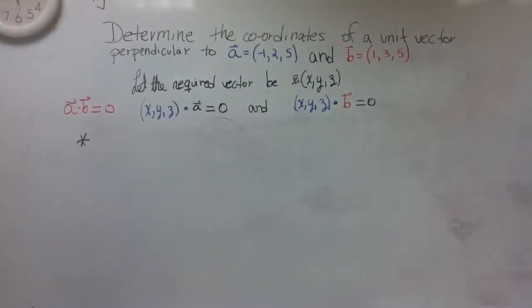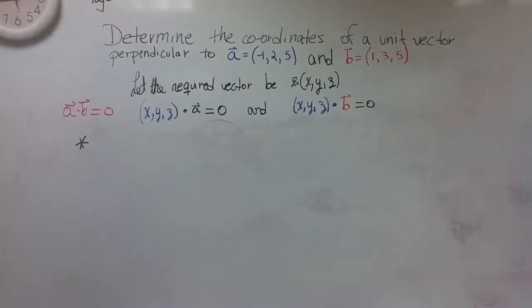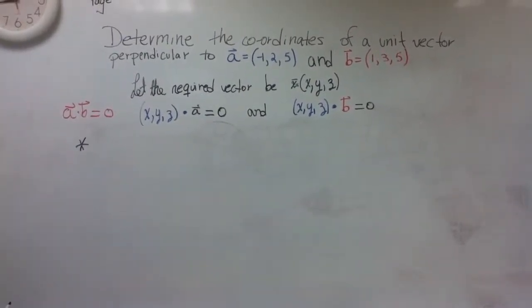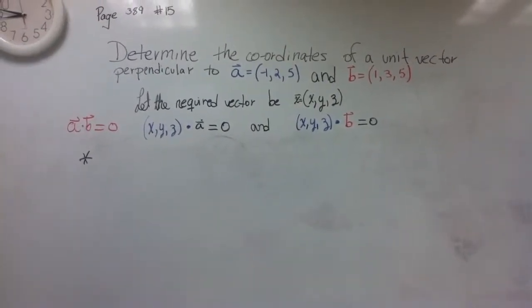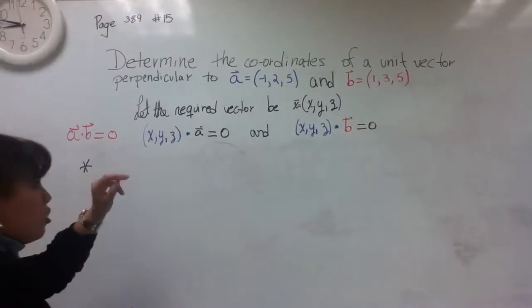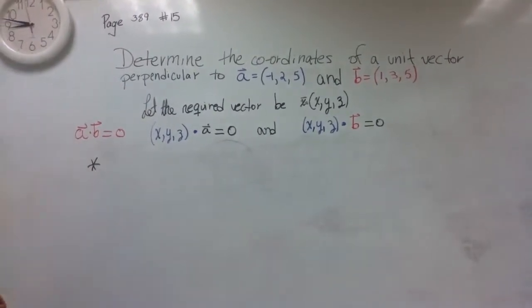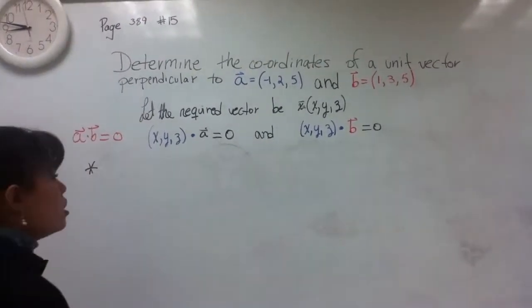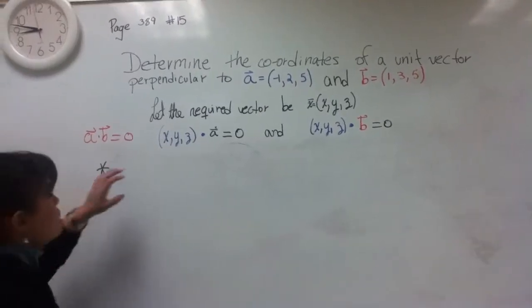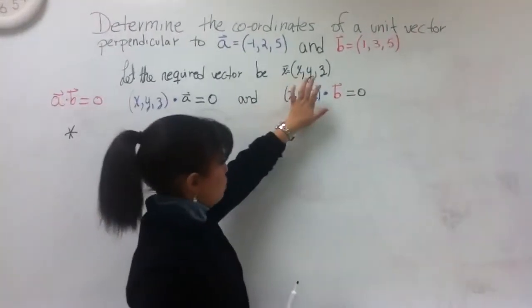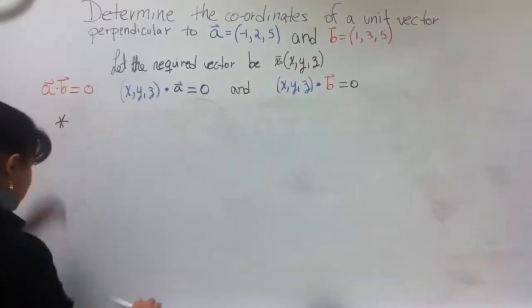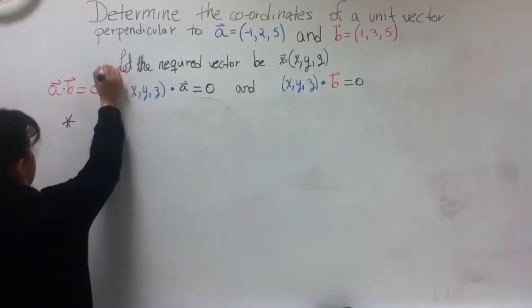Okay, so I'm going to solve question number 15 on page 389. The question says, determine the coordinates of a unit vector perpendicular to A, which is (-1, 2, 5), and B, which is (1, 3, 5). So the first thing we're going to do is let the required vector be x, which is equal to (x, y, z). So this is our first step.